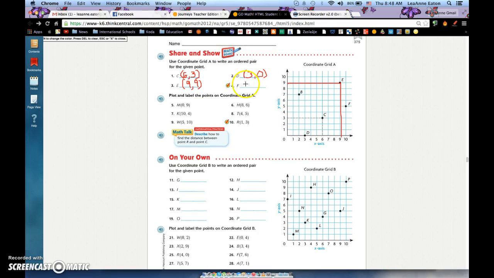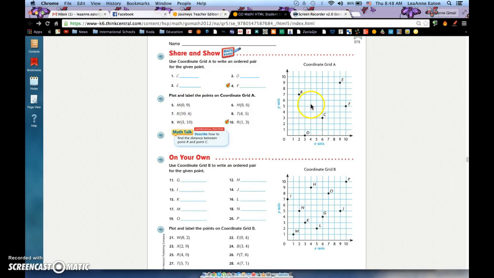And then the last one for reading the coordinate pairs, we have number 4, F. Eden, can you please tell us what F is? You should have said 10, 5. 10, 5. The 10 is first because that's our x. We always look to see what our x is first. And then 5, we go over to our y. Okay.